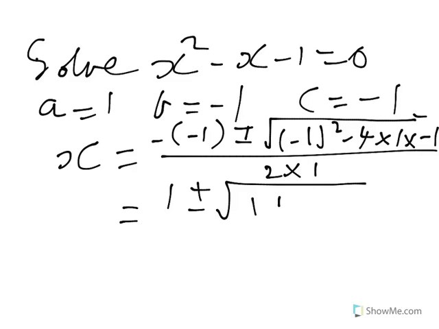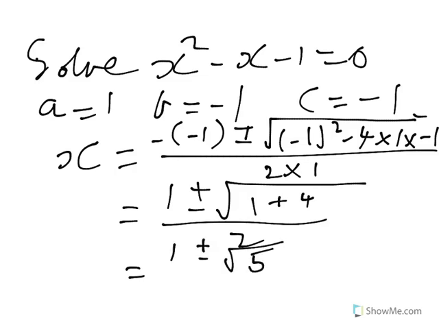Alright, all over 2, and so that tells us that x is 1 plus or minus the square root of 5 all over 2. So that equation up the top there is equal to 0 when x is either 1 plus square root of 5 over 2 or 1 minus square root of 5 over 2, and there are our two answers.